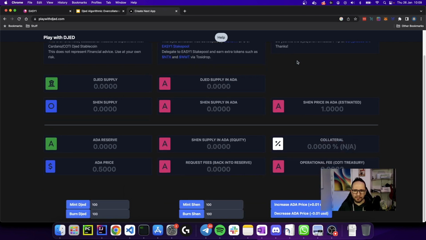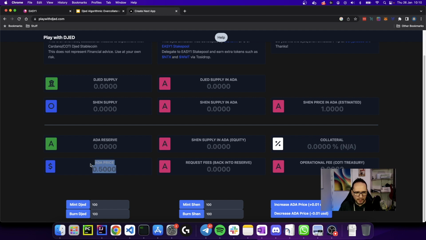So let's pretend to be at an initial state where the supply of Djed is 0, the Shen supply is 0, there is obviously 0 in the reserve, everything is 0. The collateral is white because this is color coded, so you will see the color changing as the value of the collateralization changes. There is also a little text here that's going to say things like low, super low, high, medium, ideal, whatever, and other things.